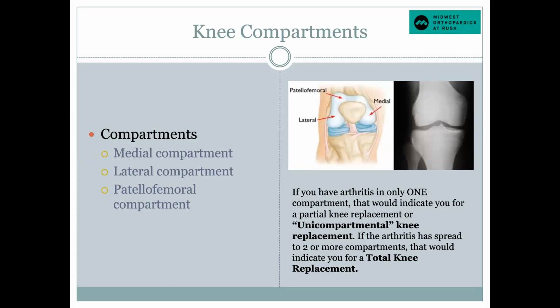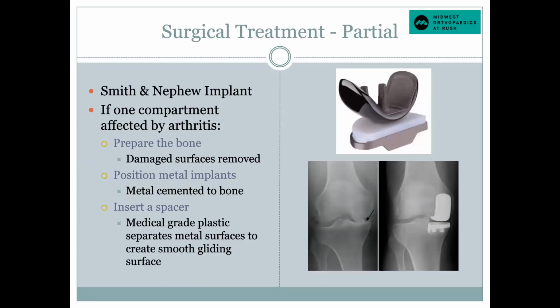The knee is made up of three compartments: the medial, lateral, and patellofemoral compartments. If you have arthritis in only one compartment of your knee, that is what would indicate you for a partial knee replacement or a unicompartmental knee replacement. If the arthritis has spread to two or more compartments, that would indicate you for a total knee replacement.